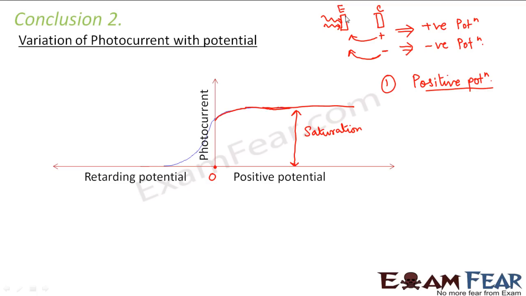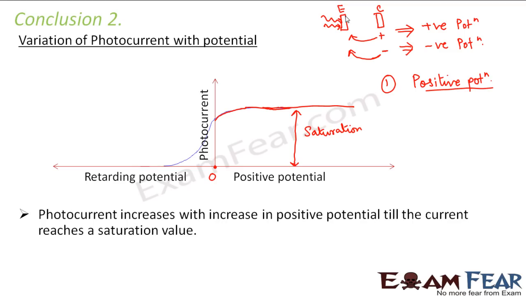Whatever photoelectrons were there are moving; beyond that, nothing is moving. Now, why is it happening like that? We will talk about all these things when we explain the photoelectric effect. Right now, we are only talking about the experiment performed to see the variation of photocurrent by changing different parameters, so we will just look at the results. The result was that photocurrent increases with increase in positive potential till the current reaches a saturation value. This was the first observation.